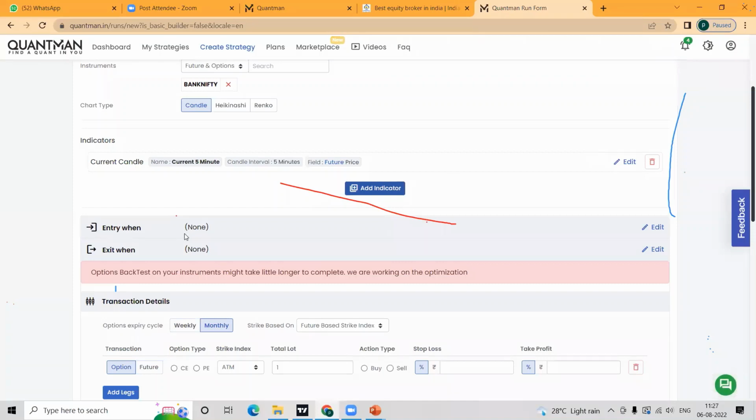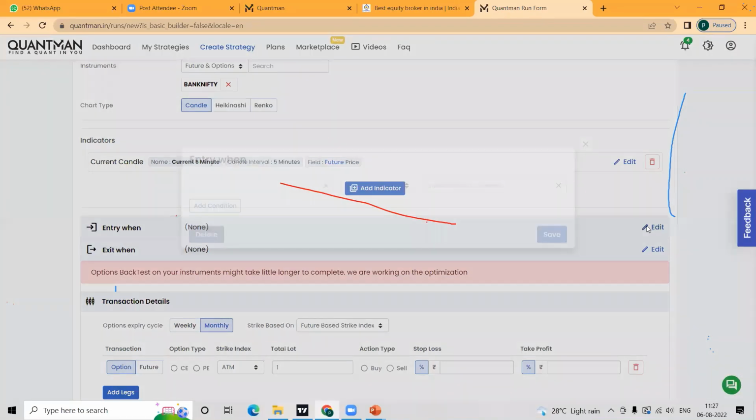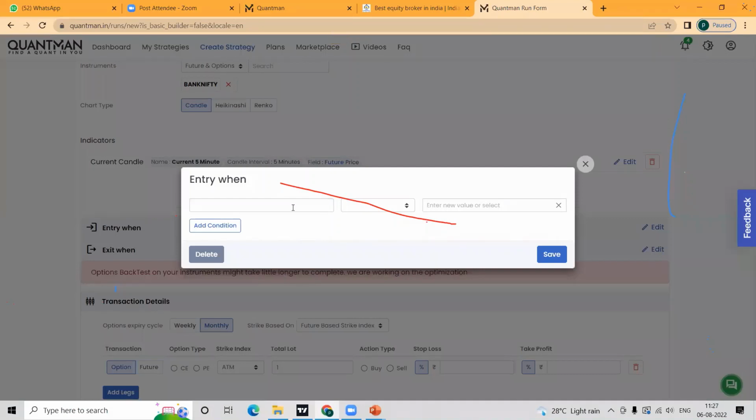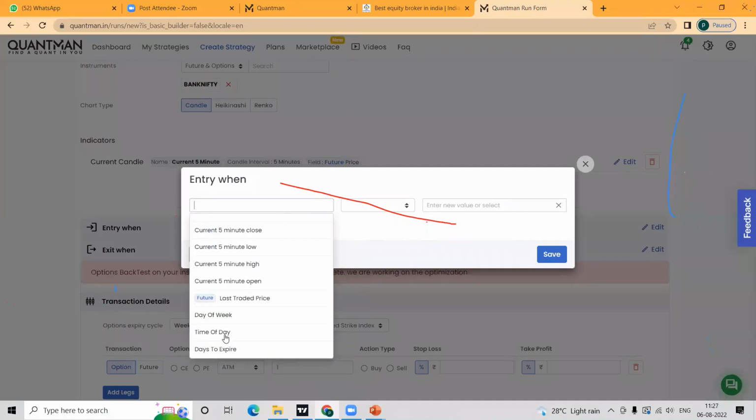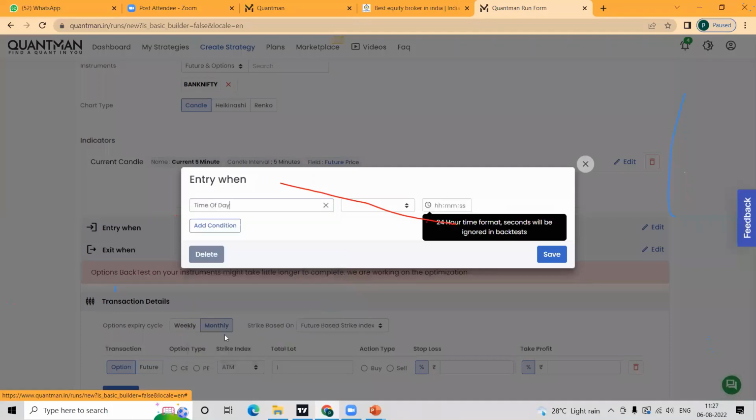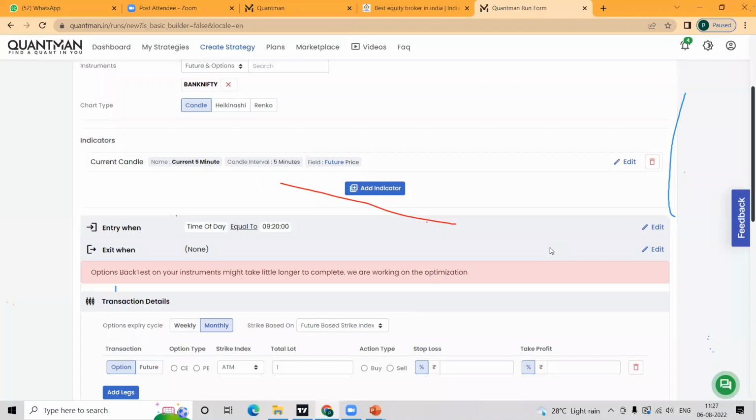Okay, so for entry, go and click the edit button first, and if you click that, you can see the time of the day. I click time of the day equal to 9:20. This is hour, this is minute, this is second. But in the backtest, you can use only minute by minute data. But in live, you can do second by second data also. So time of the day is equal to 9:20. That's it. I don't use any indicators.